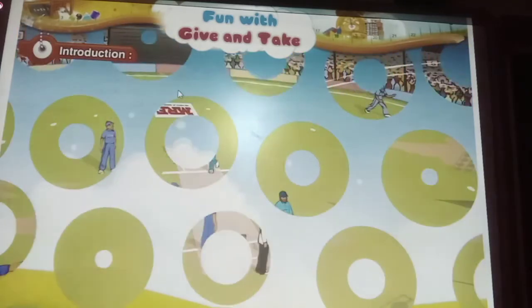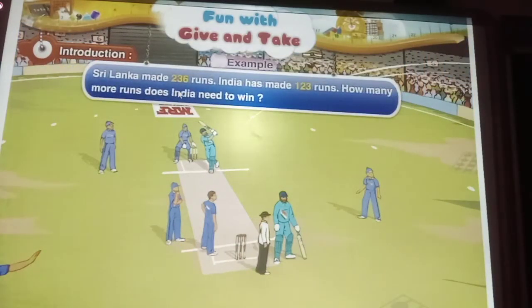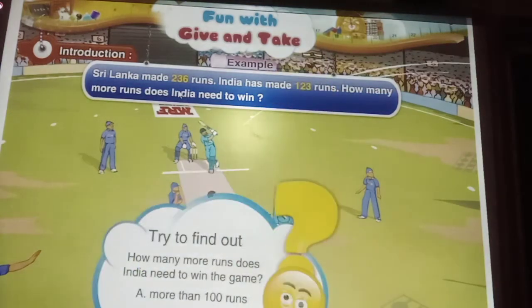Introduction. In a cricket match, Sri Lanka made 236 runs. India has made 123 runs. There is a lot of fun. How many more runs does India need to win? Try to find out. How many more runs does India need to win the game?